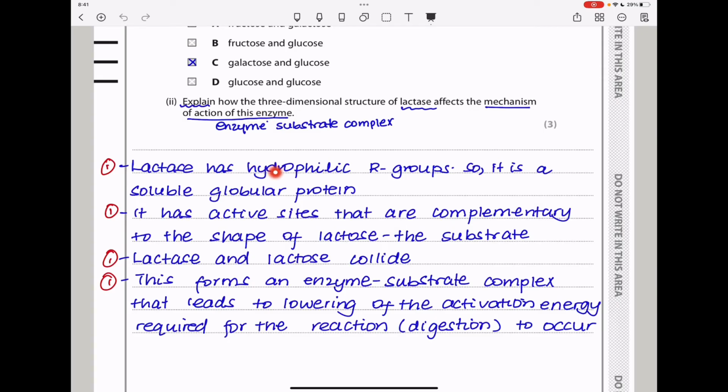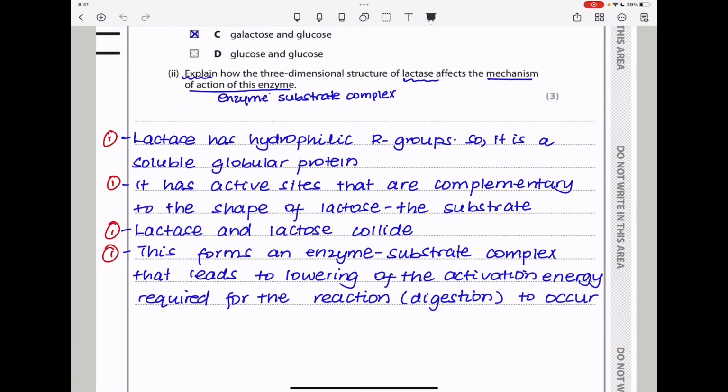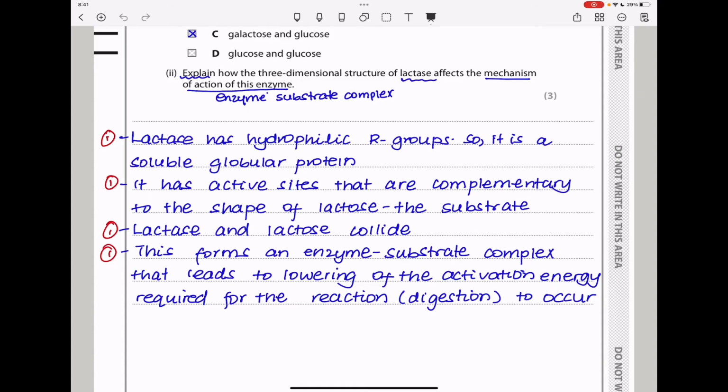So lactase has hydrophilic R groups, so it is a soluble globular protein. It has active sites that are complementary to the shape of lactose. Lactose in this case is the substrate. Lactase and lactose collide, then they bind together, forming an enzyme substrate complex, which you see here. That leads to the lowering of the activation energy required for the reaction to occur, or for digestion to occur.